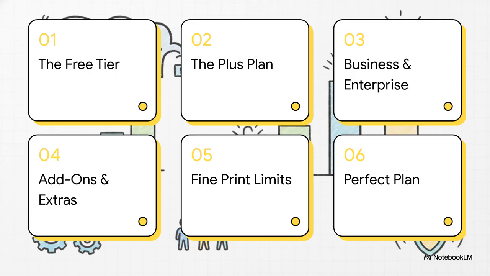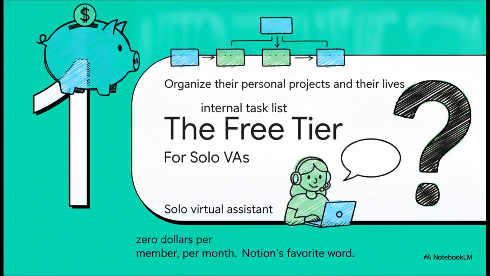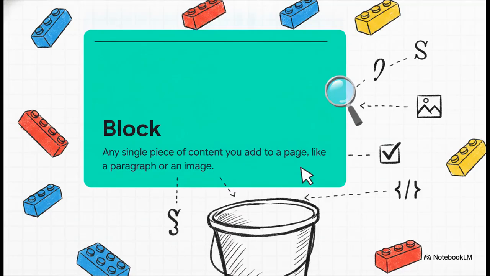Let's get moving. Starting right off with Section 1, the free tier, which is perfect for solo VAs. Okay, so at $0 per member per month, this free plan is really designed for individuals just organizing personal projects. But to understand where it limits you, we gotta understand Notion's absolute favorite word, the block. So what is it? A block is literally any single piece of content you drop onto a page. You hit enter and type a paragraph, bam, that's a block. A little to-do checkbox, block. An image, a snippet of code, an embedded file, block, block, block.